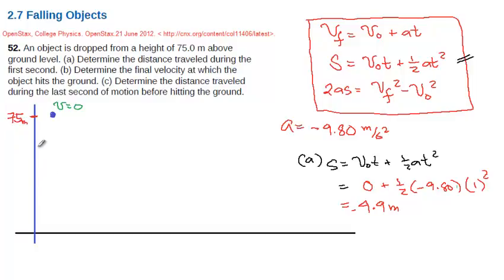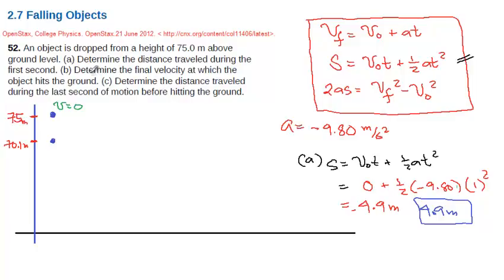So the particle is somewhere here, at about 70.1 meters, because after 1 second it has moved down by 4.9 meters. So the answer for part A is 4.9 meters. The negative sign again simply indicates that it's moving downward. s here is displacement anyway, and we're only looking for the distance.